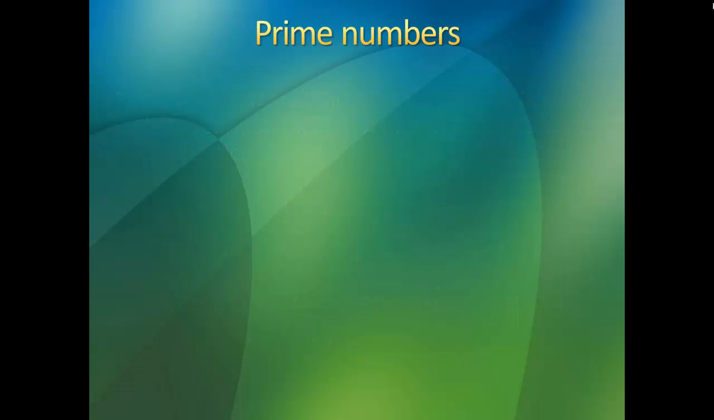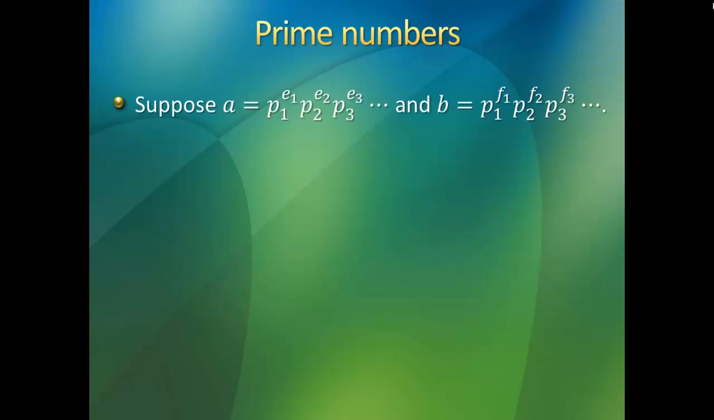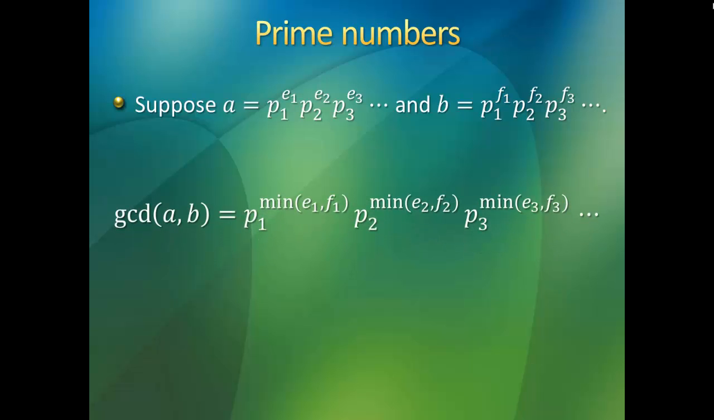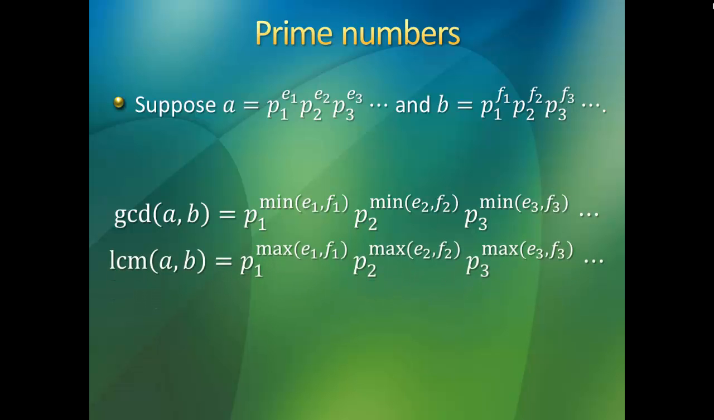We can also use prime numbers as an alternate way to find the greatest common divisor and least common multiple of two numbers. Suppose we have two numbers a and b, and we know their prime factorizations. Let's use e1, e2, e3, and so on for the powers of the primes for a, and f1, f2, f3, and so on for b. Then to find the greatest common divisor, we multiply the lower power of each prime together, and to find the least common multiple, we multiply the higher power of each prime together.